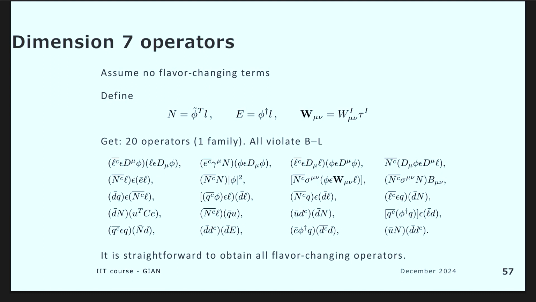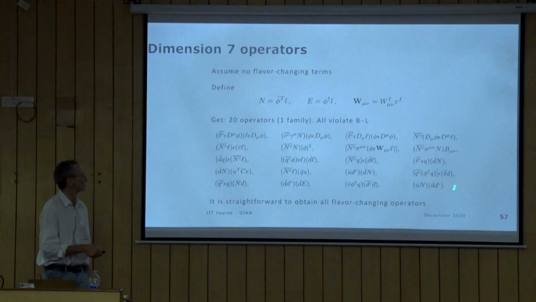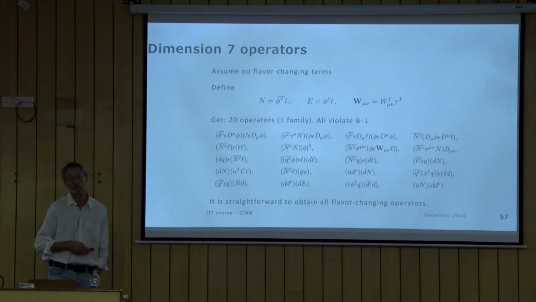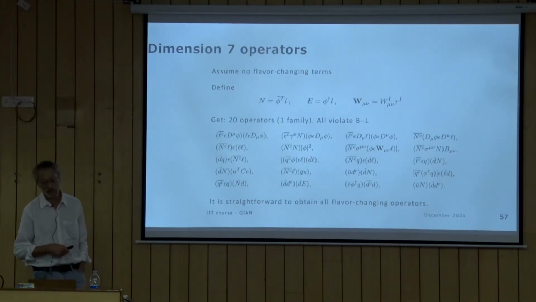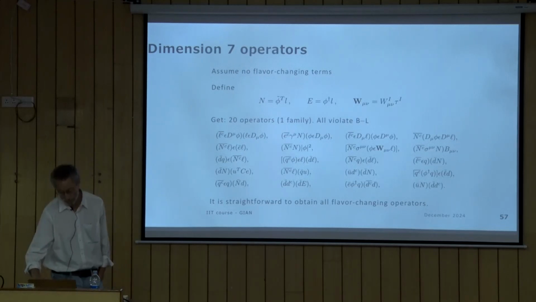Okay? So operators with an odd number of dimensions seem to be less of them than you might expect. Why that happens, I don't know. What I also don't know, it's tantalizing, is that all 20 operators in this list violate B minus L. Why should that be the case? I have no idea.